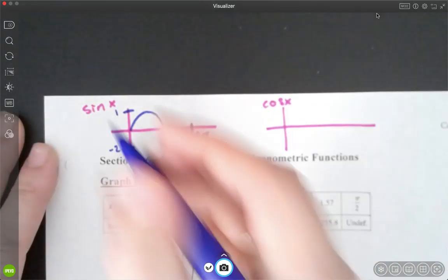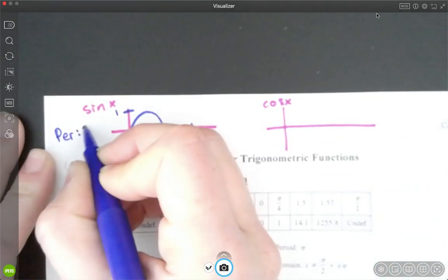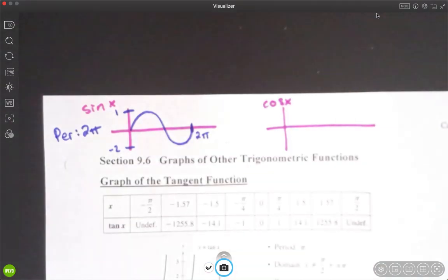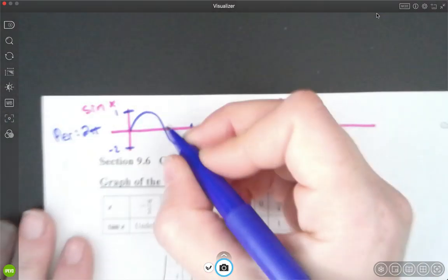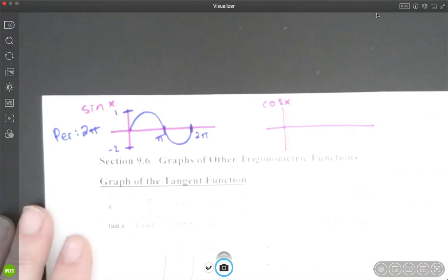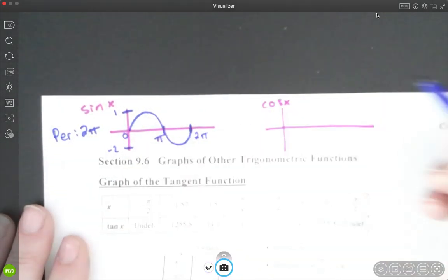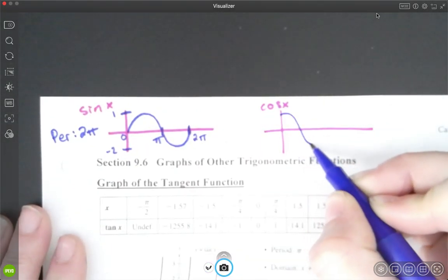2 pi. The period of a sine is 2 pi. Keep that in mind, right? The period of sine is 2 pi. Right here, it's at this middle part at pi, right? Okay, 0, etc. Cosine starts up, goes down, comes back up again.